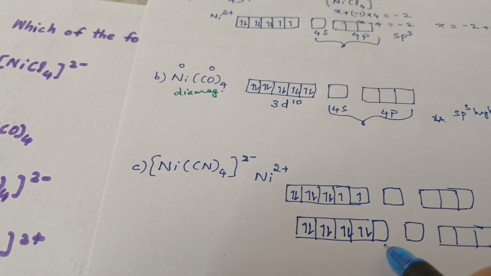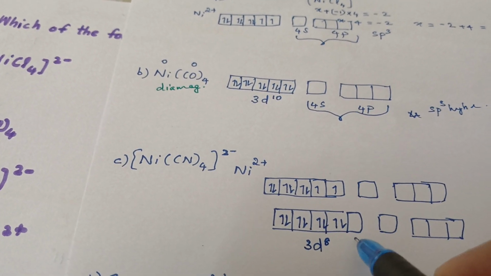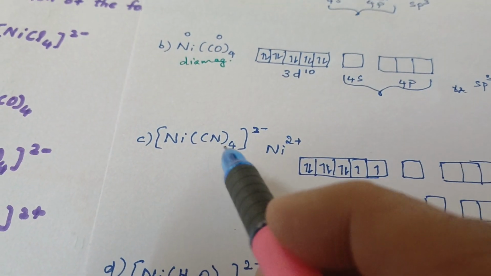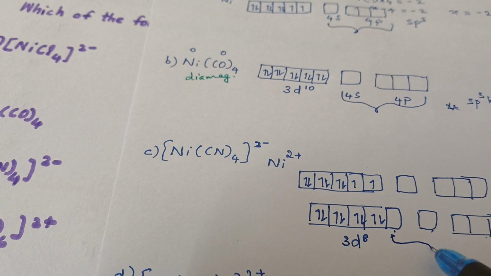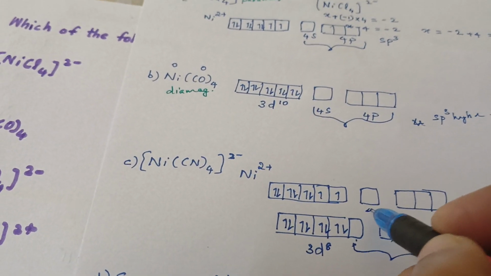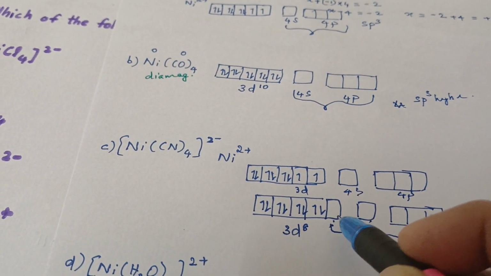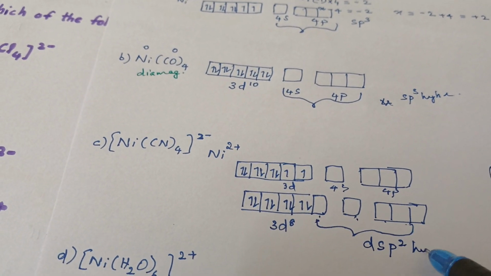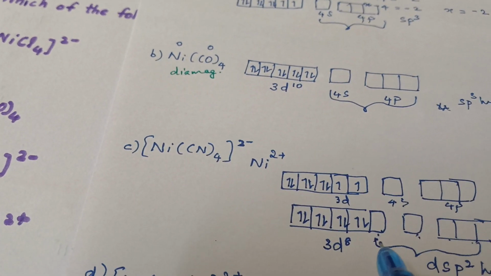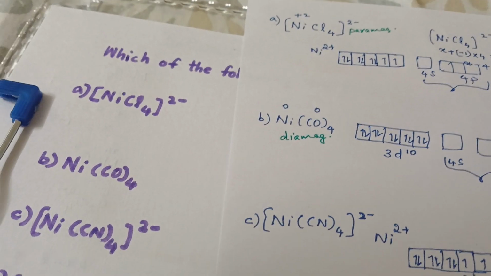So 1 d orbital is vacant. 3d8 is there. Then how many ligands are there? 4 ligands. So this d, 1 s and 2 p's will be occupied. This is the 4s and 4p. This is the 3d. Here also dsp2 hybridization. Any unpaired electrons? No unpaired electrons. So [Ni(CN)4]2- will be diamagnetic.